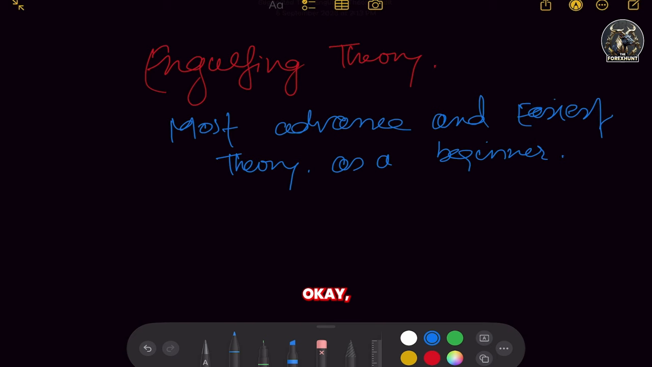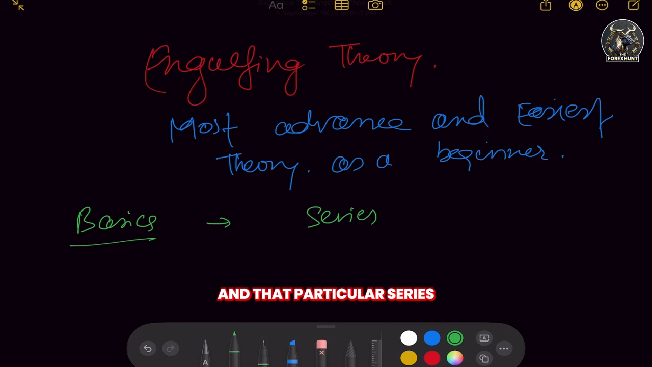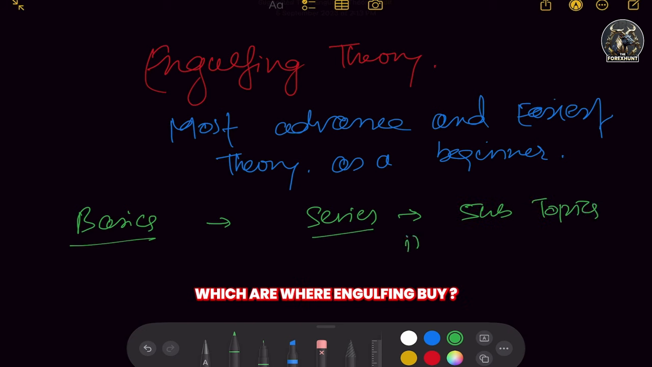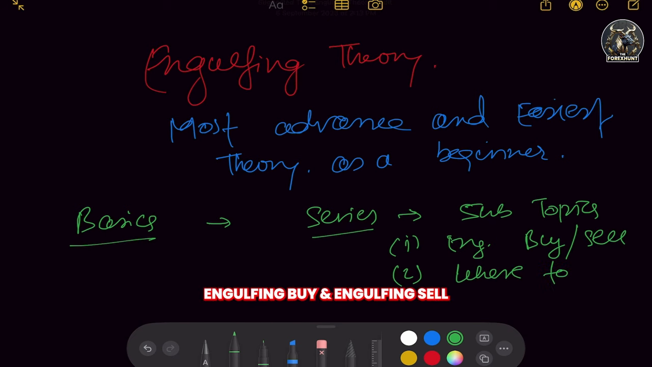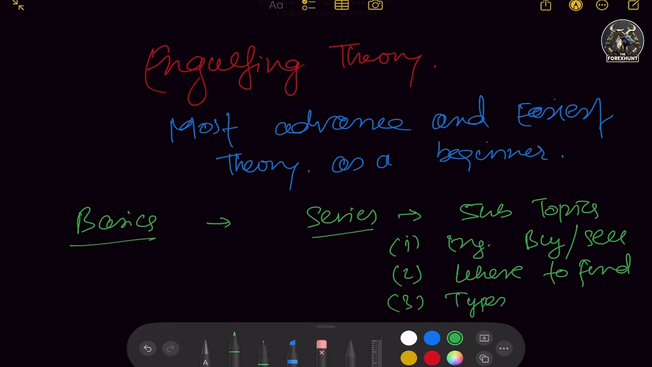Okay. So in this particular video, I will start with only the basics of engulfing. I will bring you a series. In that series, you will find the top subtopics, which are: what is engulfing buy, engulfing sell, where to find the engulfing buy and engulfing sell, and types of engulfing. Slowly you will become a pro trader, being with me.